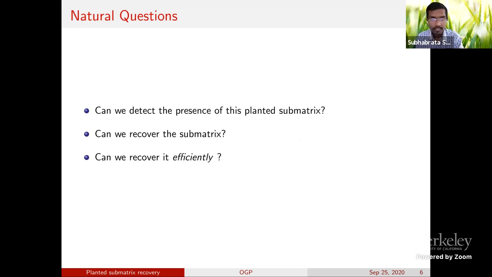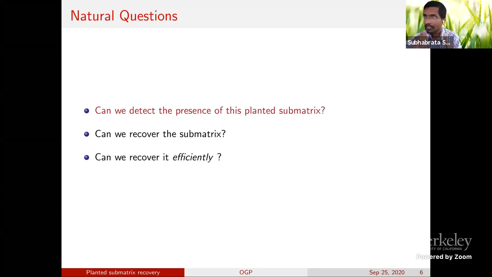Given this general setting, there are certain questions that are of natural interest. The first and basic question is, if I give you this matrix, can you detect the presence of this planted submatrix? Can you tell me whether this is just plain noise or whether there is some signal or not? And then if you can actually distinguish this matrix from pure noise, the question naturally becomes, can you actually recover this submatrix? And naturally here we will also ask, can we recover it efficiently?